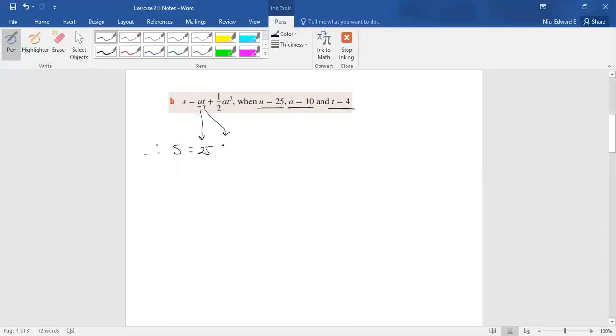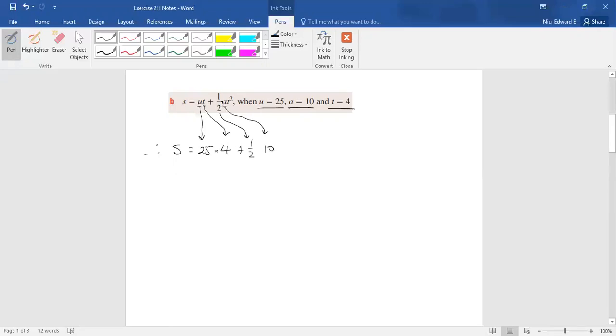4. But remember, it's not 254. When you have two pronumerals next to each other, there's a little secret times in between. So it's actually 25 times 4. We've got our plus half. So our plus half is here. And then the A, well, the A is 10.